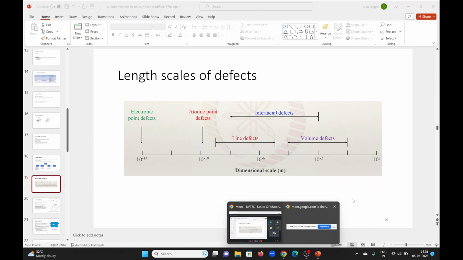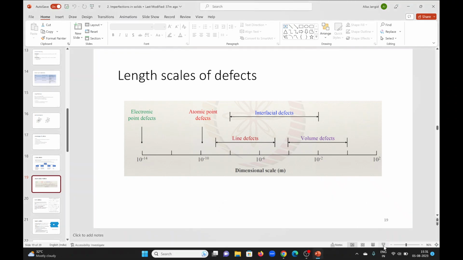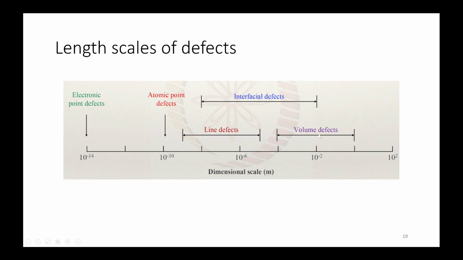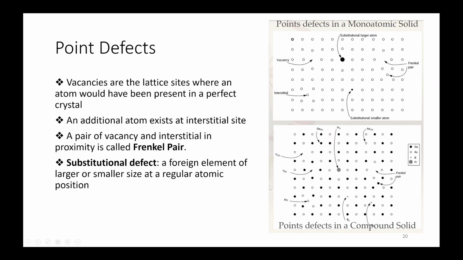Okay, so these are the dimensions of various defects. For volume defects, it will be 3D, so it will be centimeters in size. And interfacial defects also have a different range. Now moving on to point defects.